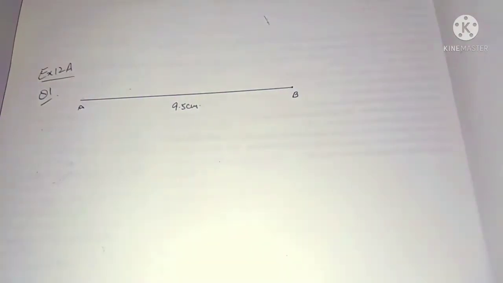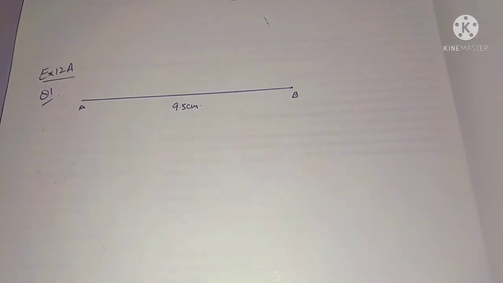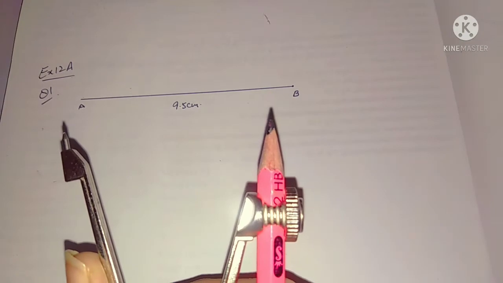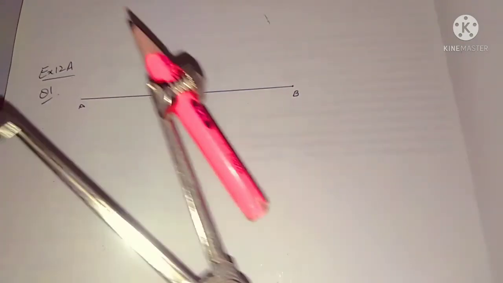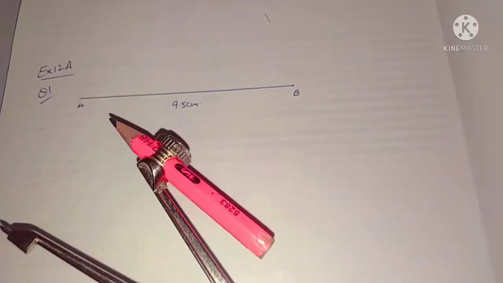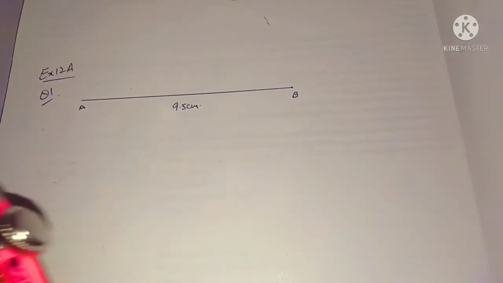Actually, students, to construct the perpendicular bisector, you have to take the compass and open it to a certain length. It's your choice, you can open it to any length, but remember, you will not change the length in the whole question. So take this compass, open it to a certain length, and first put it on B and draw an arc like this. Put on B and draw an arc.